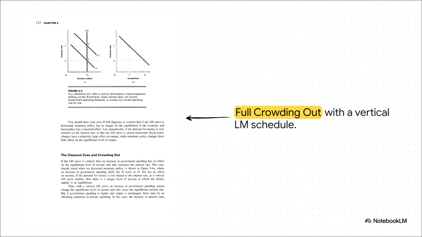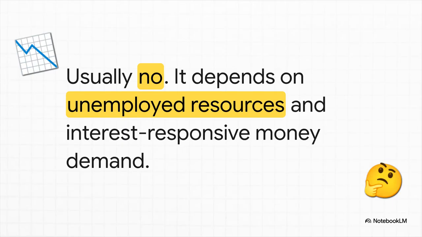Because the money supply is fixed here, government spending displaces private spending exactly one for one. It's total 100% crowding out. Now you have to ask yourself, is this complete one-for-one crowding out actually likely out there in the real world? Usually no. If an economy has a lot of unemployed resources and money demand does respond to interest rates, that LM curve won't be perfectly vertical, so you only get partial crowding out.